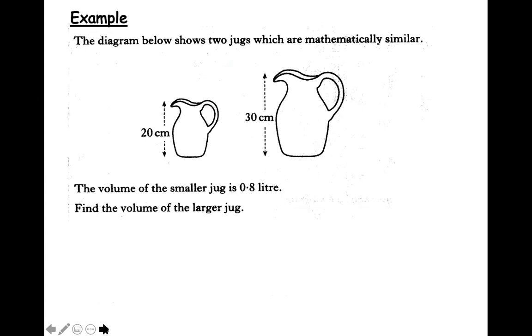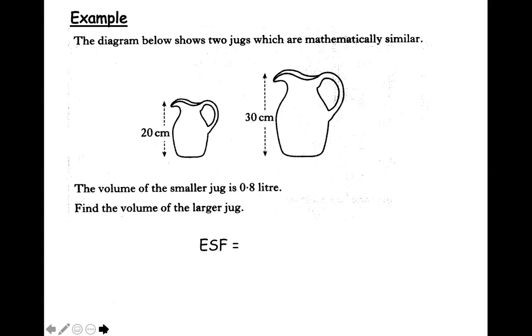Another example, we've got a diagram here. We've been shown 2 jugs. We've been told straight away they are mathematically similar, so this only works if they are similar. The volume of the smaller is 0.8 liters. Find the volume of the larger. So again, ESF.